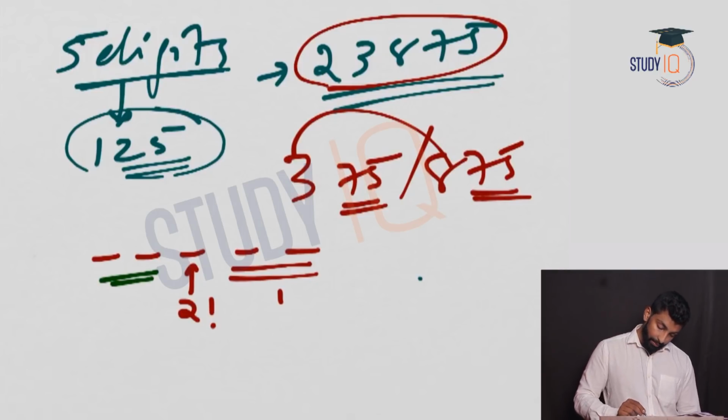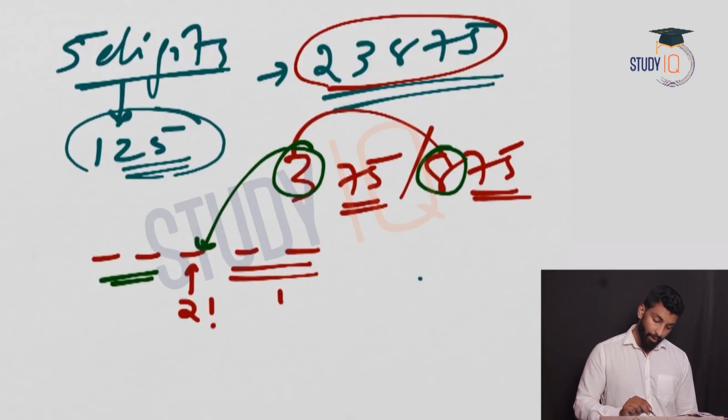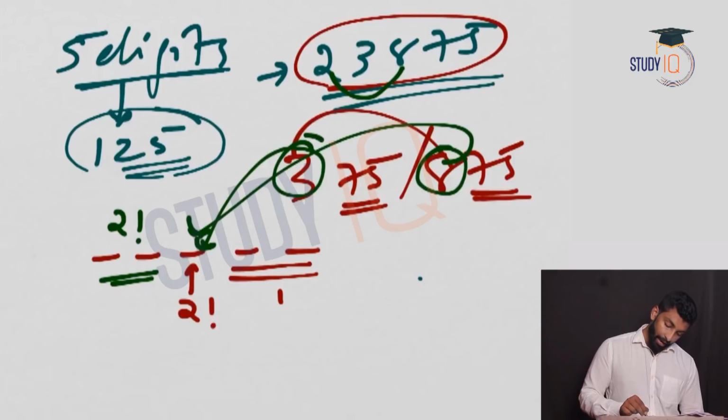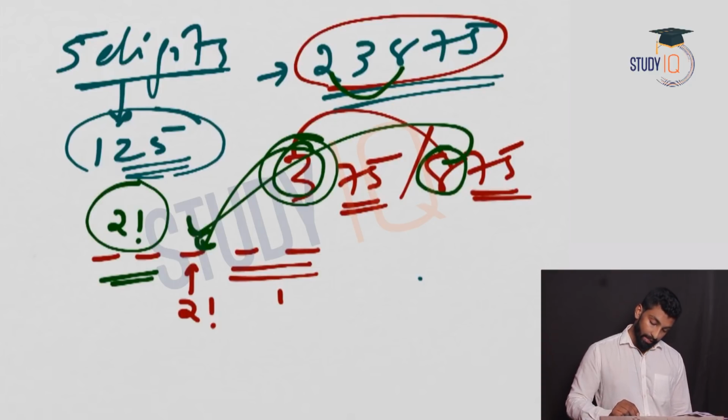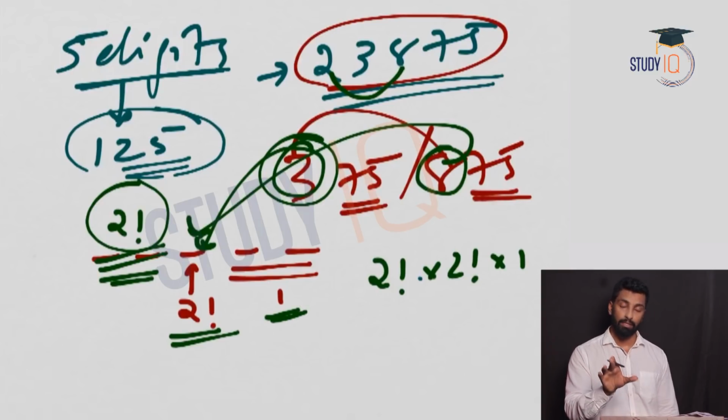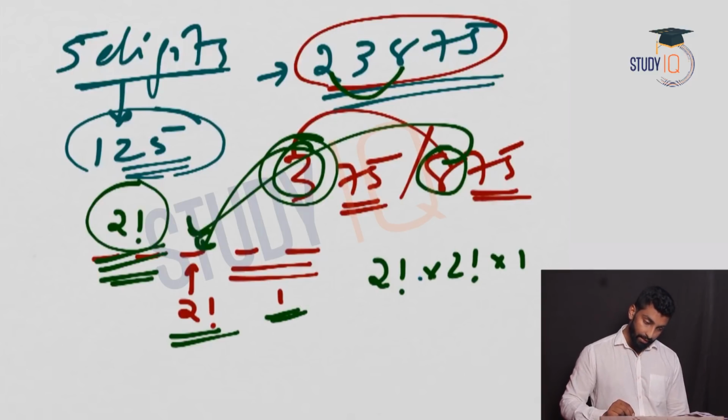Let's suppose you are using 3 here, right? You have 1 left out, 8 is left out. Then you have a combination of 2 and 8. So how many ways can you do this? 2 factorial ways. If you are using 8 here, you have 3 left out. Then you have 2 and 3, still 2 factorial ways of doing it. So basically your answer is 2 factorial into 2 factorial into 1, right? This can be done in 2 factorial ways, this in 2 factorial ways, and this in 1 way, because 75 is fixed. So your answer is 4.